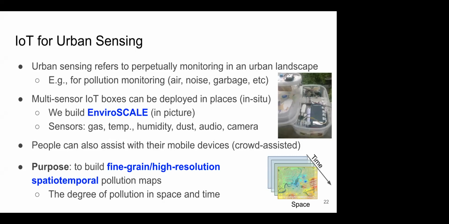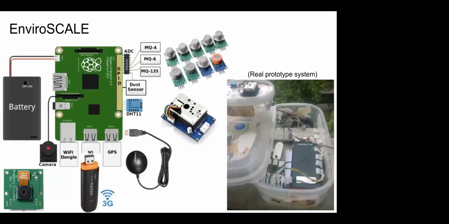This is normally called a spatiotemporal map of pollution, and we want to get it in very high resolution so that I have a precise understanding of which part of the area is having higher pollution than others. To enable this, we built a platform with all these sensors, mostly gas pollution sensors, and also a camera and other things. It's a Raspberry Pi driven setup, powered by a battery, because it will be deployed outdoors.